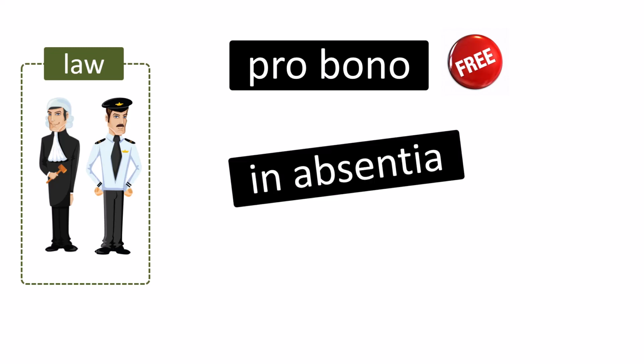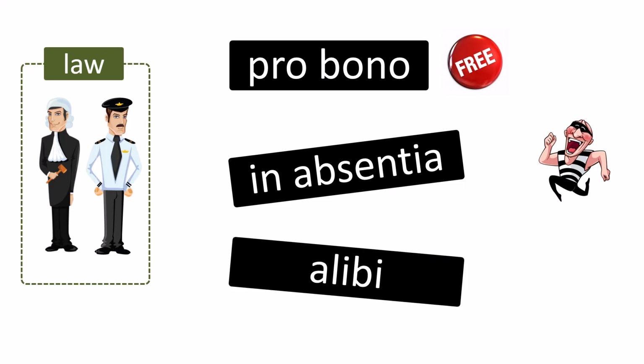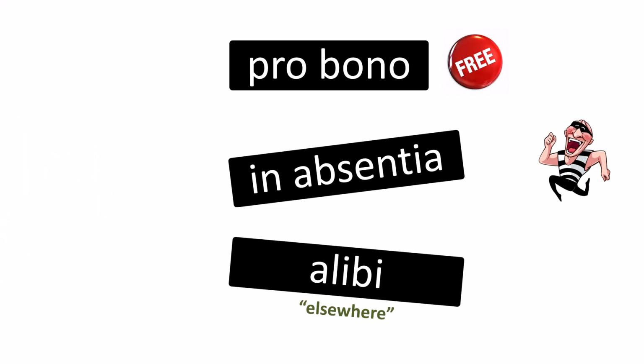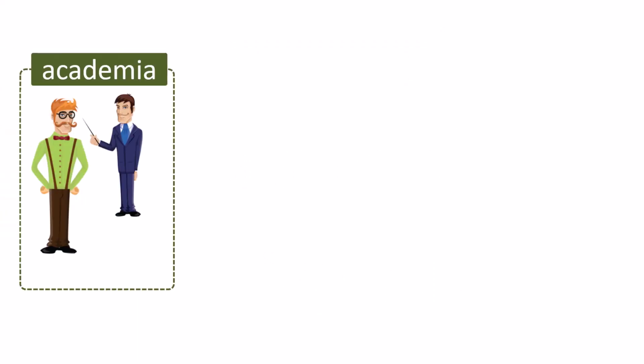In absentia. It means in absence, and you will see it most often in courts when the defendant is not there. The person may be tried in absentia. What about this word? Alibi. Alibi is a Latin word. It means elsewhere. But it has come to mean proof of being elsewhere. Okay, that was a few on law. Let's look at academia.